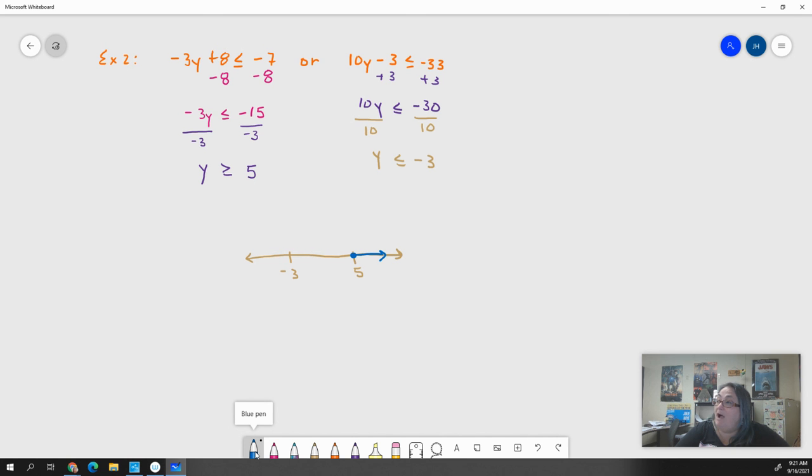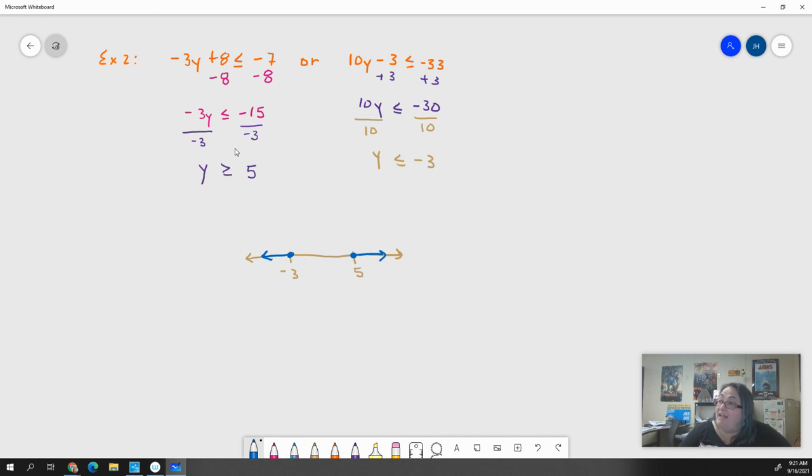Here, we're saying y is less than or equal to negative 3. We have that line under it, so it is a solid dot, and it is everything that's less than negative 3. That's your graph, right? Or problems graph away from each other.